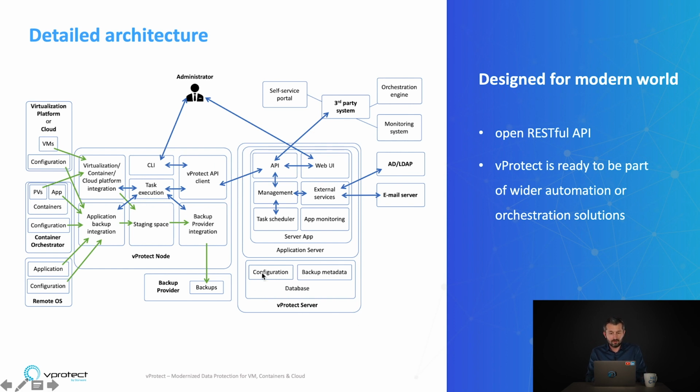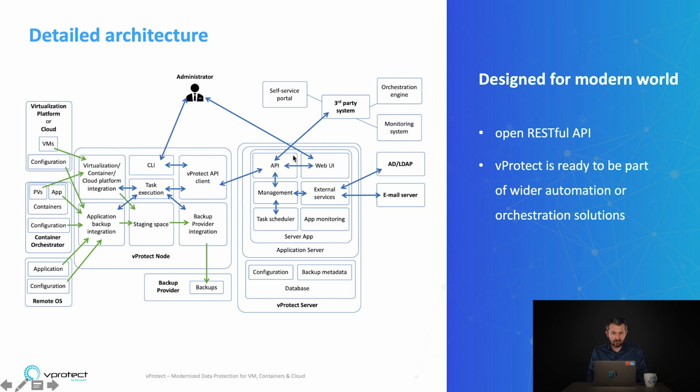The server itself keeps all of the metadata. So it means that the node is actually working in a stateless mode. If you lose your node, you just need to install a new one and register it to the server, and you won't lose anything from your backup history. All of the catalog and metadata is kept in our internal database on the server side. We're using MariaDB to store all of the data.